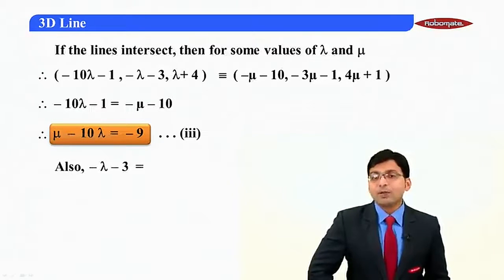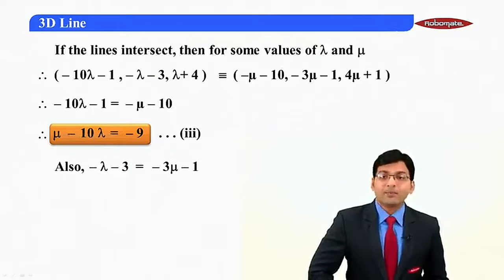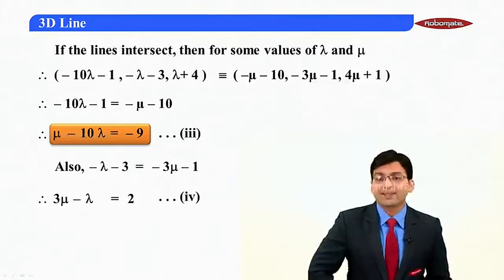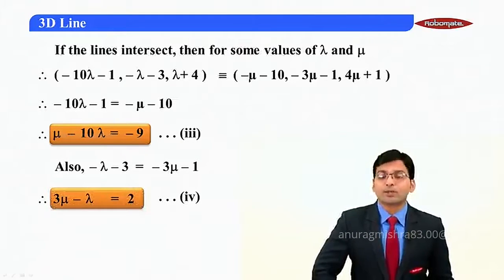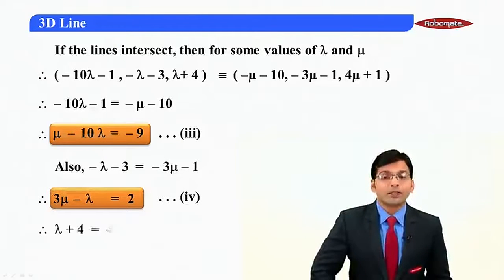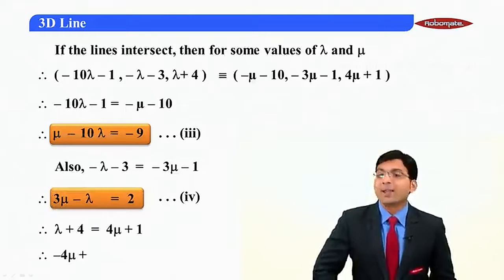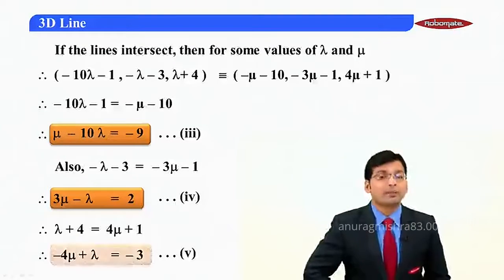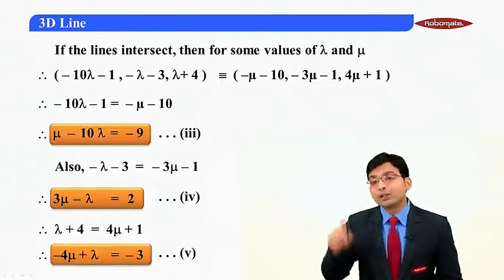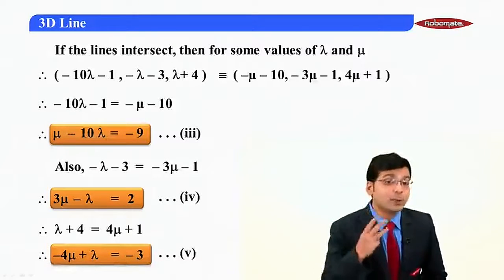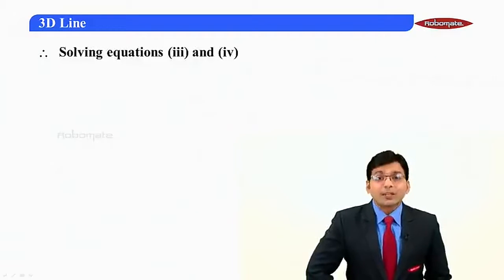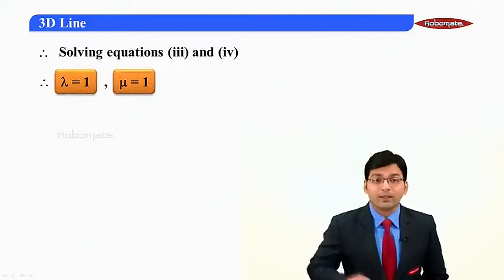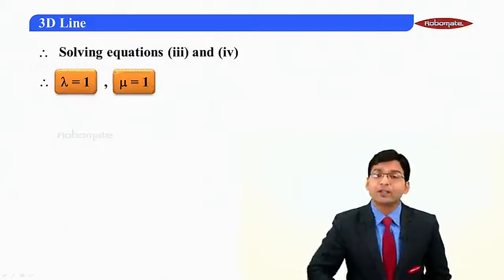Now similarly, when we compare y coordinates, -lambda - 3 = -3 mu - 1. This gives 3 mu - lambda = 2. Let us call this equation number 4. And similarly on comparing z coordinates, we get -4 mu + lambda = -3. That is equation number 5. Now students, there are two variables lambda and mu, but we have three equations. Solving equations 3 and 4, we get lambda = 1 and mu = 1, but these values must satisfy the remaining one.